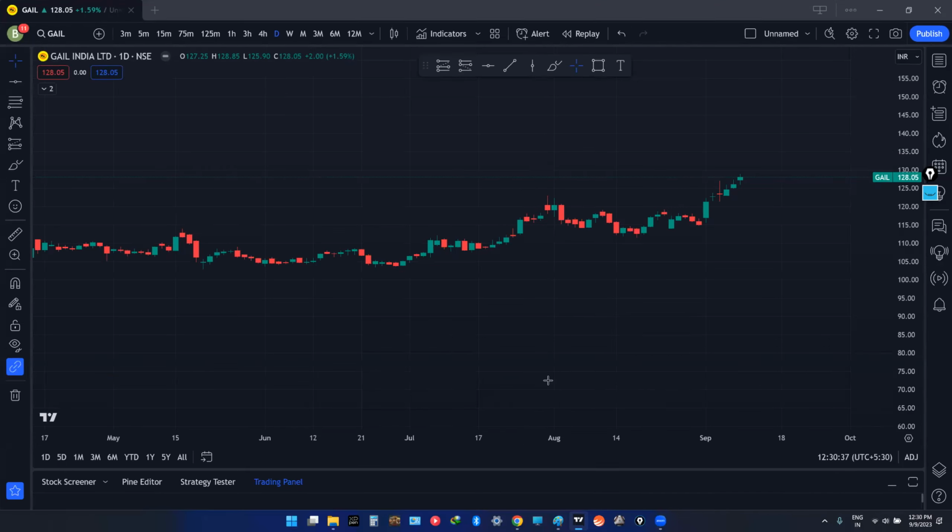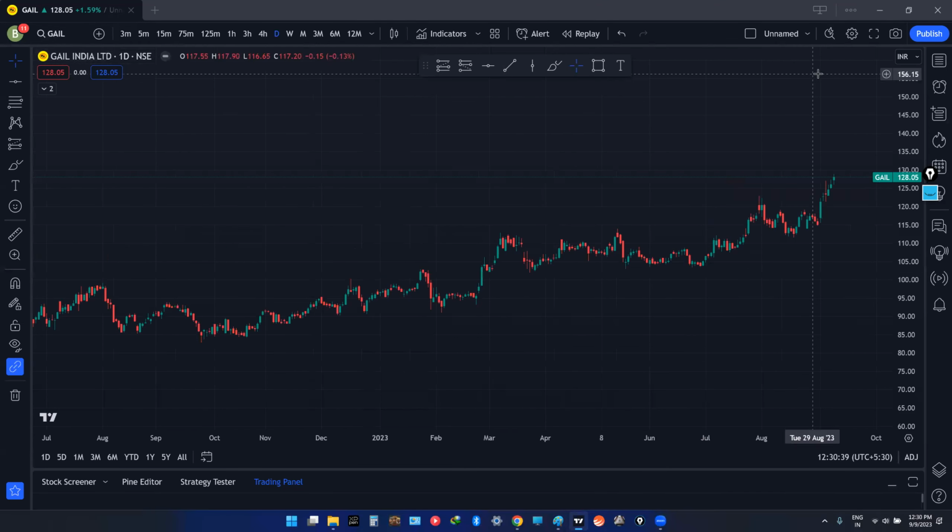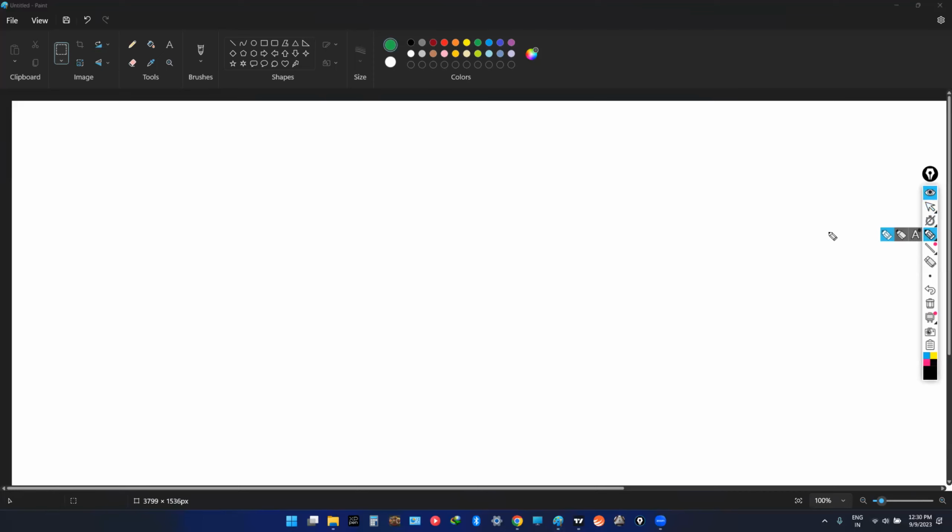Now comes the point that some people say HDFC Bank is a blue chip company. Eventually, it will go up. Buy on dips.